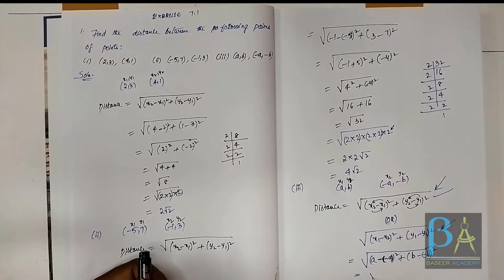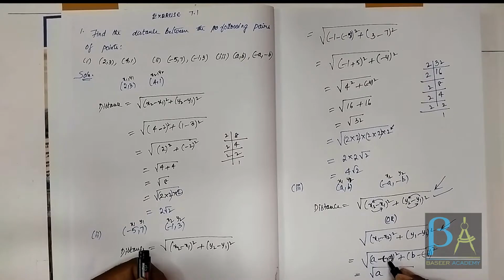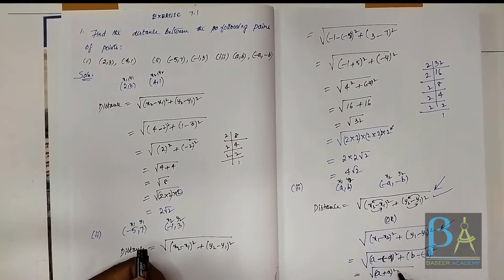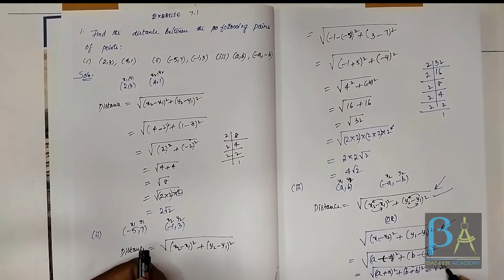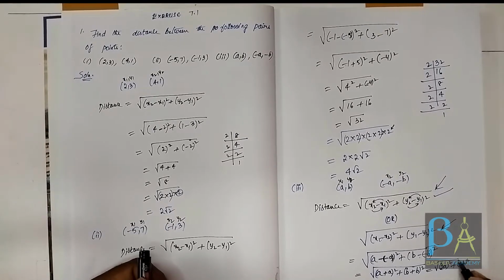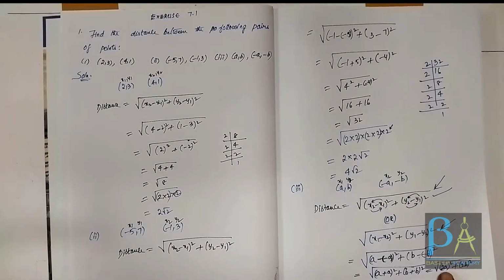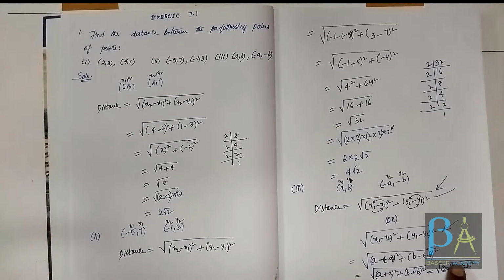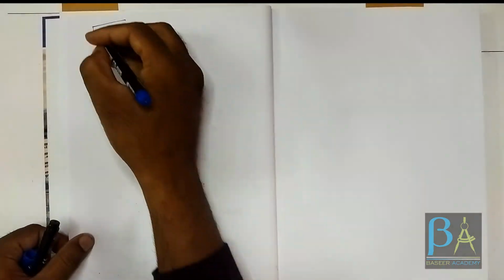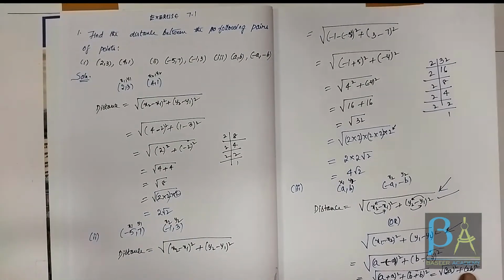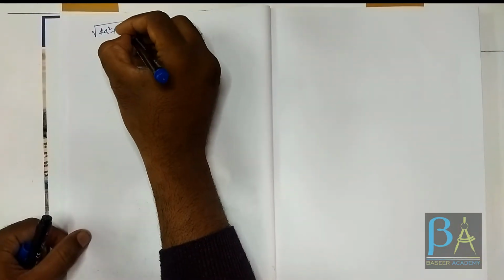Now what happens? Square root of a minus into minus is plus a whole square, and then b minus into minus is plus b whole square. Now a plus a is nothing but 2a whole square, plus b plus b is nothing but 2b whole square. Square root of, square goes to 2 also, square goes to a also. So when square goes to 2, 2 square becomes 4, isn't it? 4a square plus 2 square is 4b square, 4b square.